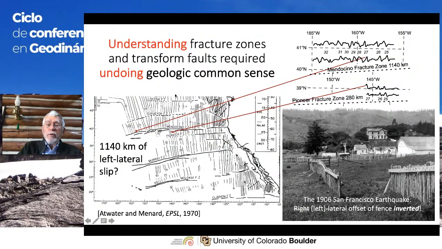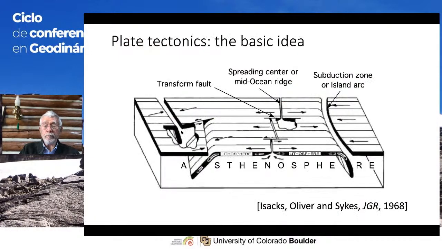But I hope you appreciate that understanding fracture zones and transform faults required undoing geologic common sense. I've taken the San Francisco offset that's right lateral, and I've inverted the photograph here so that it's left lateral, so it looks like this over here. So these are both wrong. This is not left lateral slip here, and this is not left lateral slip in San Francisco. Here, I cheated, because we now understand what was going on.